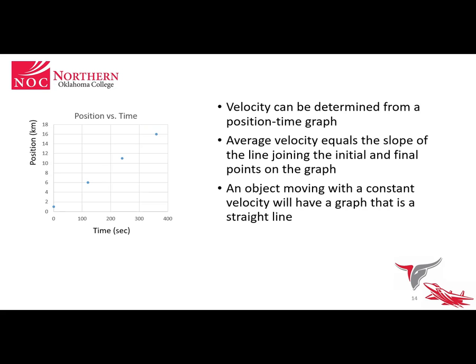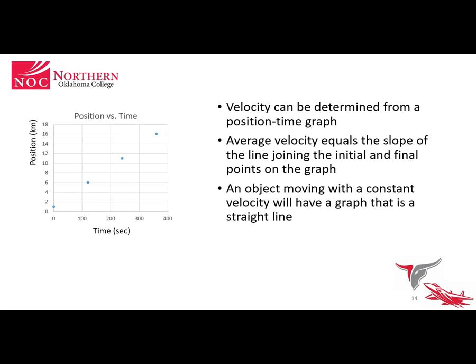So we can go back to that position versus time graph. Velocity can be determined from a position versus time graph, or our average velocity can. We still have to have some more information to give us direction. The average velocity equals the slope, and an object moving with a constant velocity will have a straight line. I can still do this and have a curve, and that's where our instantaneous velocity comes in. And when we start to see acceleration, if I'm traveling at a constant acceleration, this is going to look like a parabola. So right now, all we've done is a constant velocity because this is a straight line.